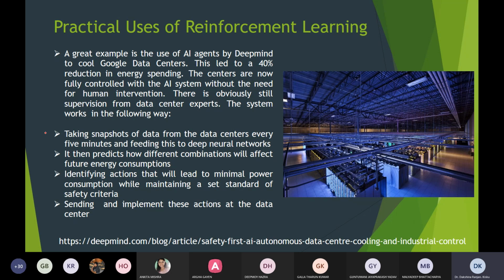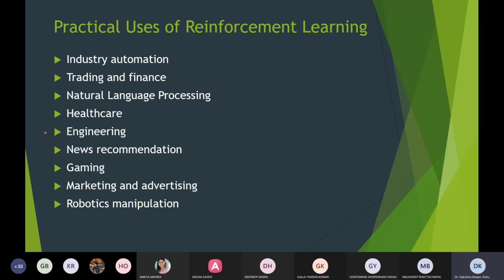and then it tries to predict the best possible combinations of these entities for future energy consumption. So this is the best possible example of reinforcement learning. As I said earlier, these are the different applications of reinforcement learning.